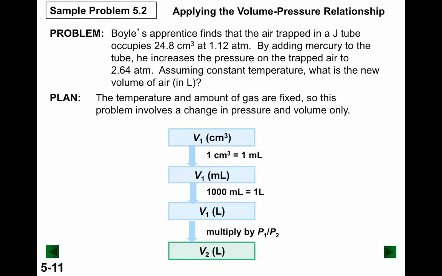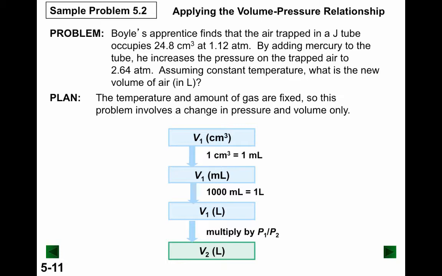The pressure is increased to 2.64 atmosphere, which is P2, and the problem wants us to know what the new volume is, which is V2, expressed in liters. We know from Boyle's law that volume and pressure are inversely related. We can use this relationship to predict how this change in pressure will affect the volume. Since we already know the pressure of the gas went up, we can predict that the volume of the gas should go down. Now rearrange Boyle's law and solve for V2.